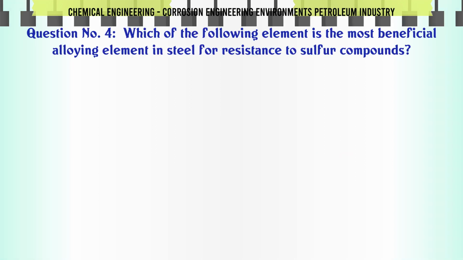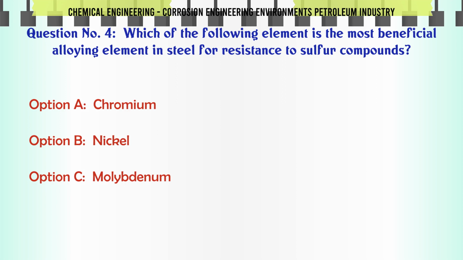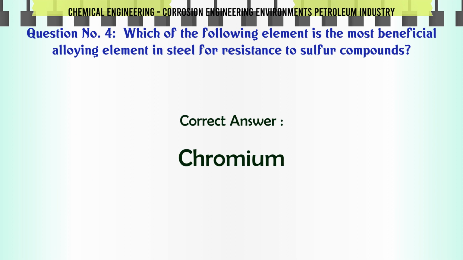Which of the following element is the most beneficial alloying element in steel for resistance to sulfur compounds? A. Chromium. B. Nickel. C. Molybdenum. D. Carbon. The correct answer is chromium.